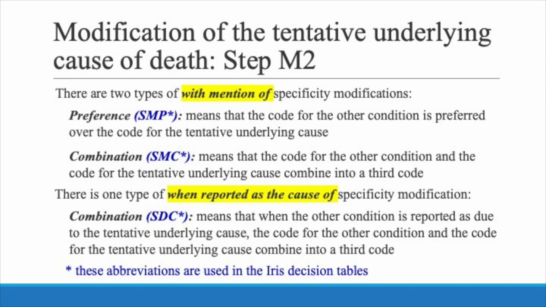And combination, meaning that the code for the other condition and the code for the tentative underlying cause combine into a third code. There's one type of "when reported as the cause" of specificity modification, and that is the combination, meaning that when the other condition is reported as due to the tentative underlying cause, the code for the other condition and the code for the tentative underlying cause combine into a third code. The abbreviations in blue on this slide are used in the IRIS decision tables.